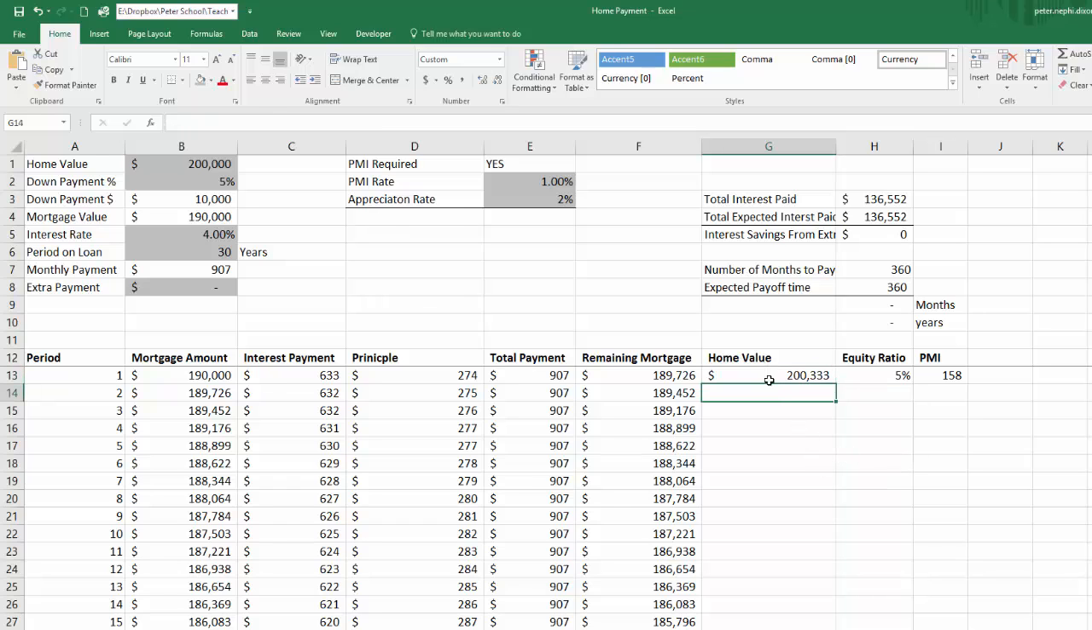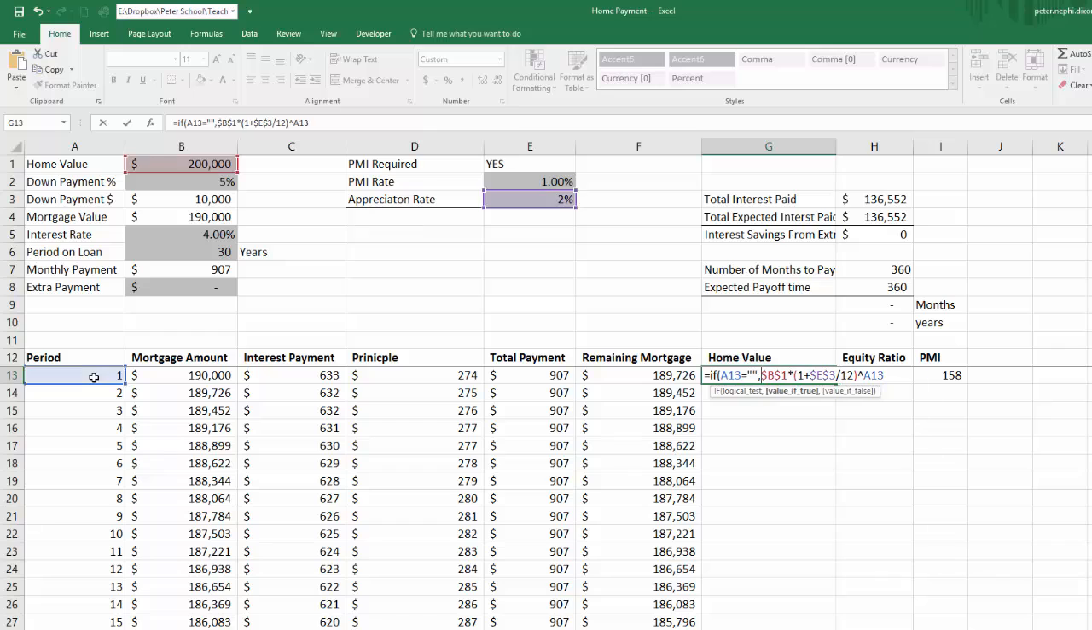Now remember what we want to do here is we want this to stop giving us numbers after we've paid off our mortgage. So we're going to say if our period equals blank, then give me a blank. If not, then give me what we just asked it to give us. And we're going to do the same thing to this equity ratio. We're going to say if our period equals blank, then give me a blank. If not, then give me our period. And same thing with our PMI.